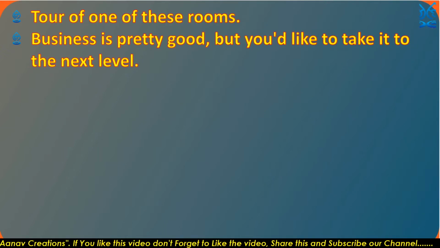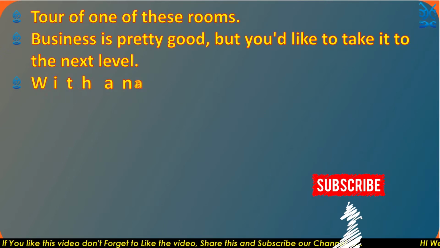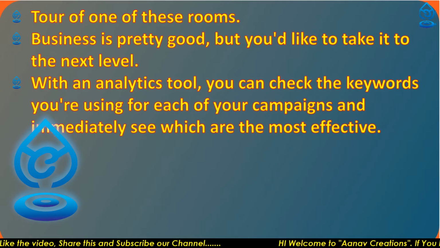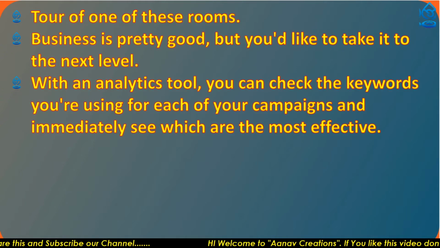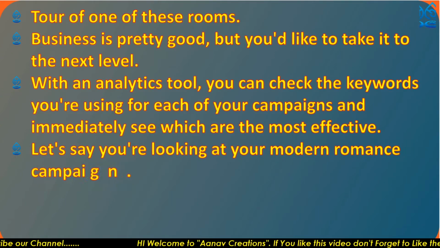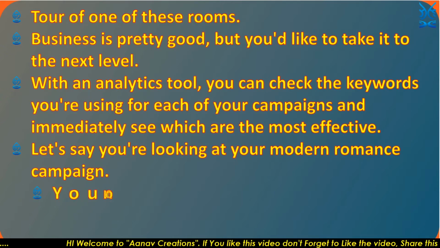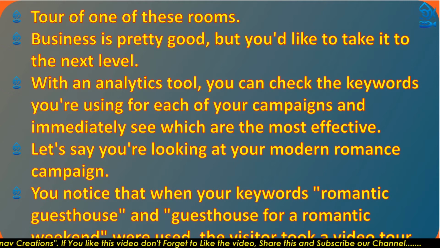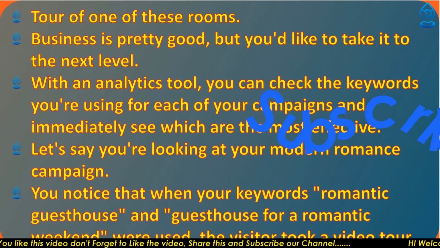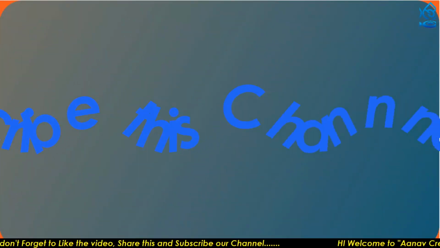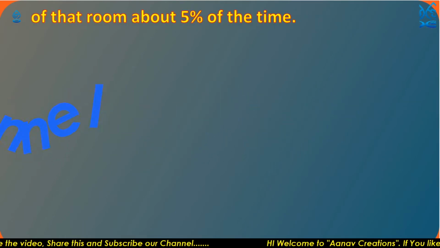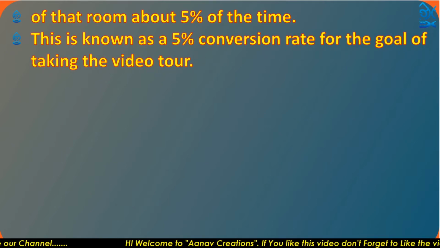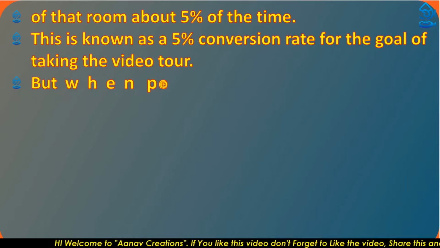Business is pretty good, but you would like to take it to the next level. With an analytics tool, you can check the keywords you are using in each of your campaigns and immediately see which are the most effective. Let's say you are looking at your Modern Romance campaign. You notice that when your keywords romantic guest house and guest house for a romantic weekend were used, the visitors took a video tour of that room about 5% of the time. This is known as a 5% conversion rate for the goal of taking the video tour.